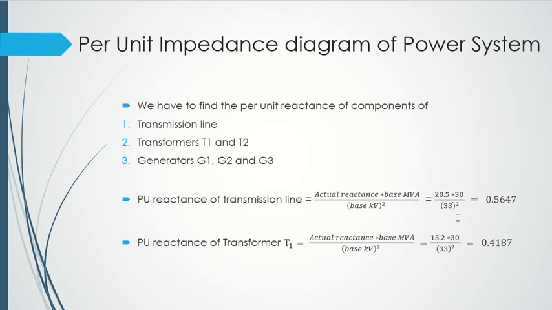After finishing the work on the transmission line, we will come to the transformers. So let's find the per unit reactance of the first transformer. Again the formula remains the same, there is no change in the formula. We will multiply the actual reactance with the base MVA, and then divide it by the square of my base kV. So what is the actual reactance of the first transformer?